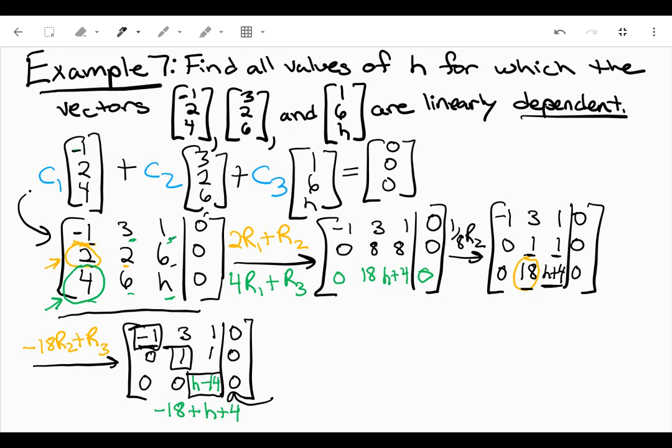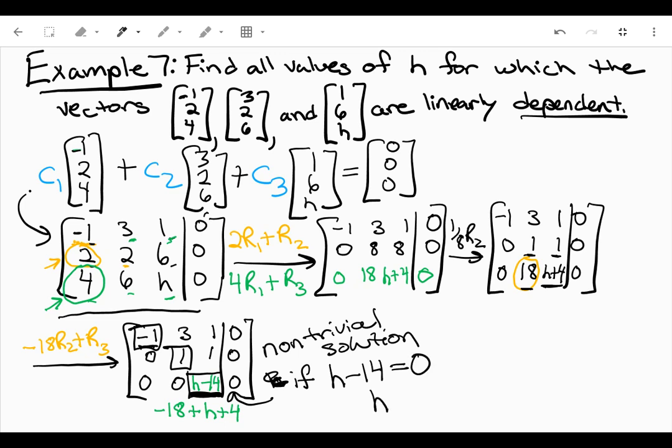A pivot, remember, by definition, is the first non-zero entry in each row. So we want this to be 0. That way it's not a pivot. So this thing has a non-trivial solution if h minus 14 that we have in this entry right here is equal to 0. So if h equals 14.